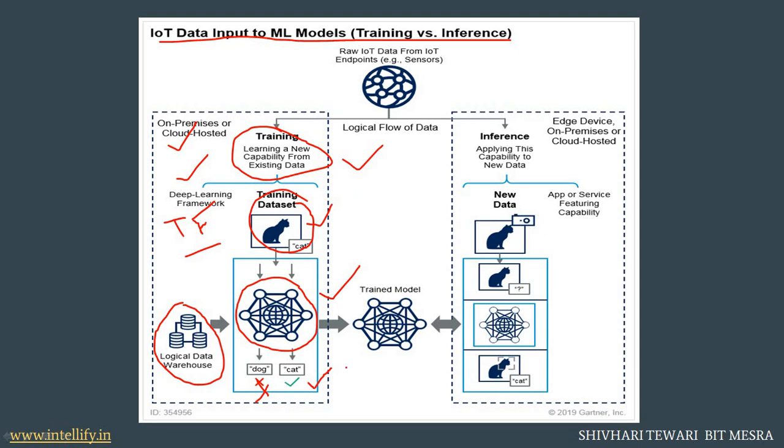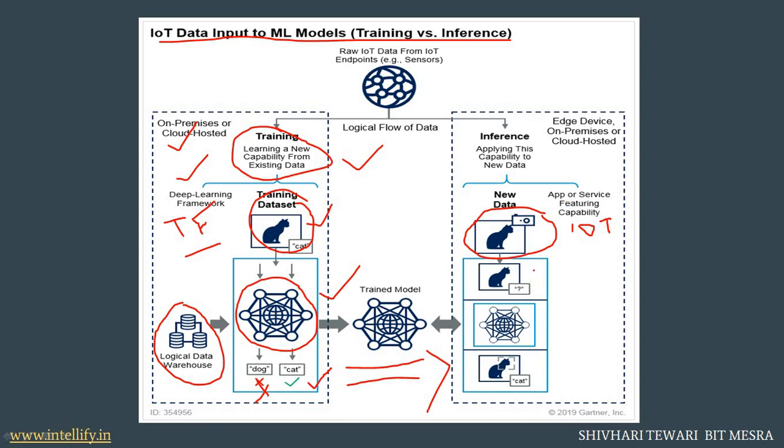Now, what is inference? This is the training model which we have created in training, and this training model is used as it is in the inference system. That means you can see here is a camera. It is a new dataset given by IoT, which is, we can say, an app or service featuring the capability.